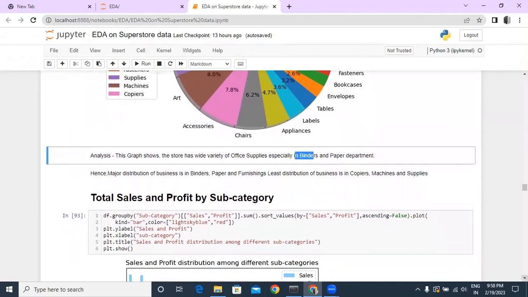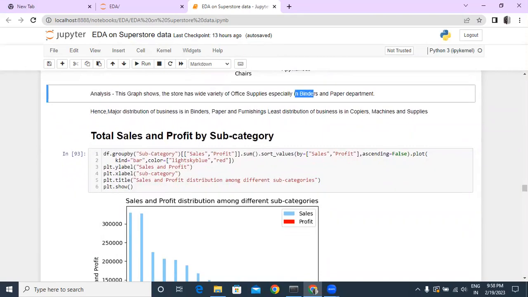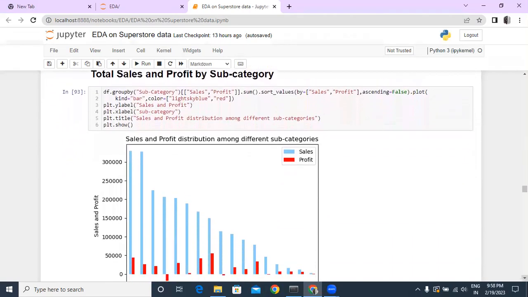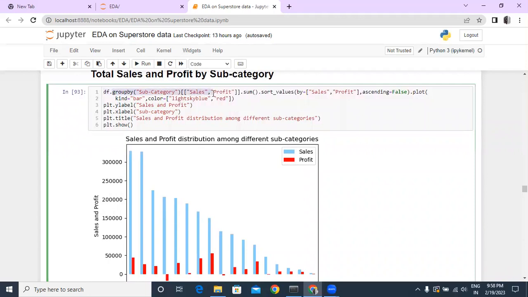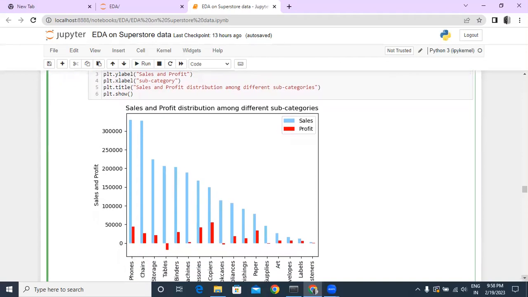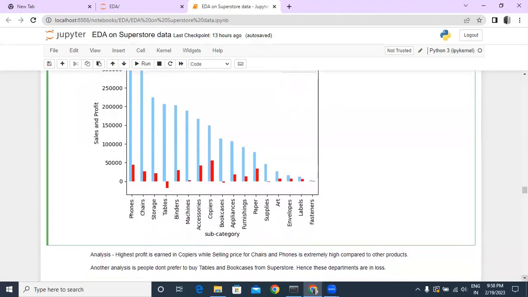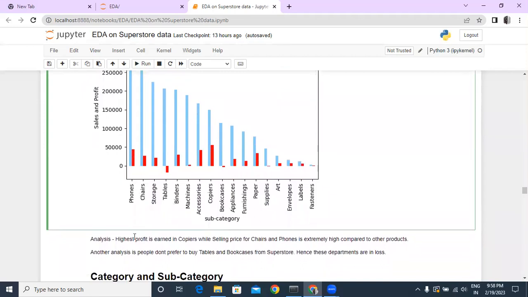So now we will observe the total sales and profit by subcategory. We have used the group by again, and we have grouped the subcategory with the sales and profit, and we have sorted it, and we have plotted the bar graph, and we can observe sales is blue, profit is red. The thing we can observe easily is the highest profit is earned in copiers, while the selling price for chairs and phones is extremely high compared to other products.